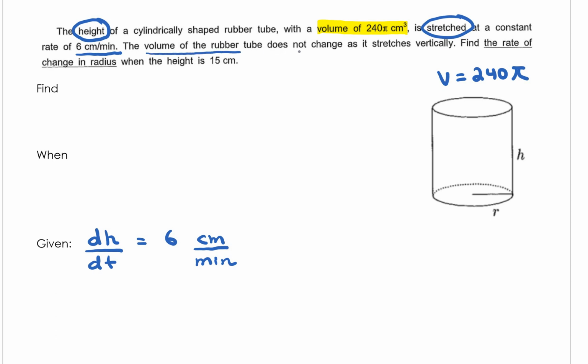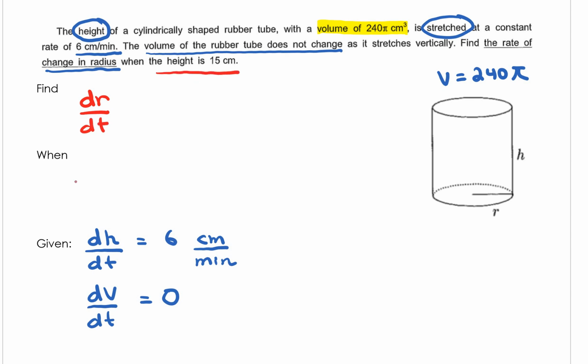The volume of the rubber tube does not change. So that means dV over dt is going to be equal to 0 as it stretches vertically, and we need to find the rate of the change in radius, right? The change in radius. So I need to find dr over dt, and we need to find that exactly when the height is equal to 15.